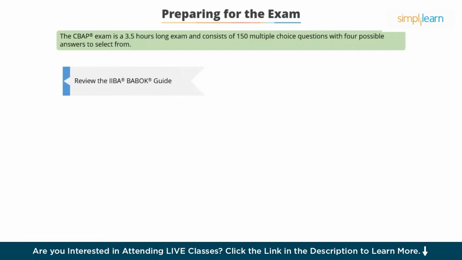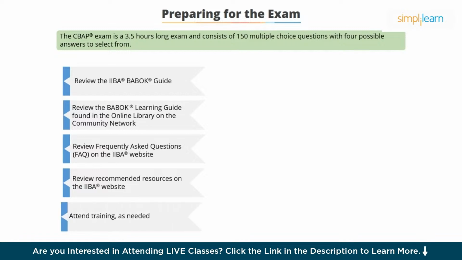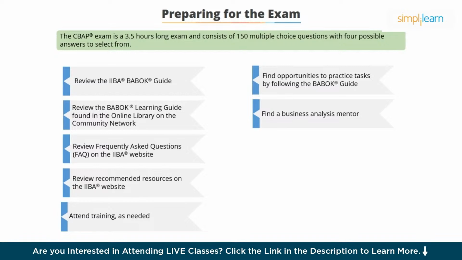Review the IIBA BABOK Guide. Review the BABOK Learning Guide found in the online library on the community network. Review frequently asked questions on the IIBA website. Review recommended resources on the IIBA website. Attend training as needed. Find opportunities in day-to-day work to practice tasks by following the BABOK Guide. Find a business analysis mentor. Join a study group. Attend local IIBA chapter meetings.